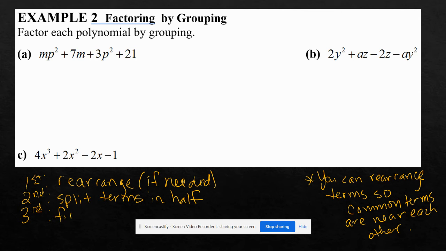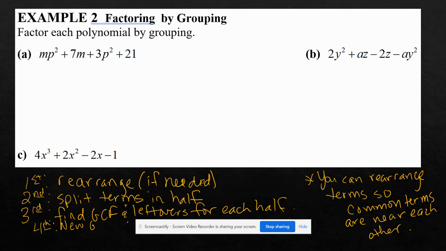Third, find the GCF and leftovers for each half. Fourth, when we do that, we would have a new GCF and new leftovers to finish factoring. So that's kind of how we're going to take a look at it.